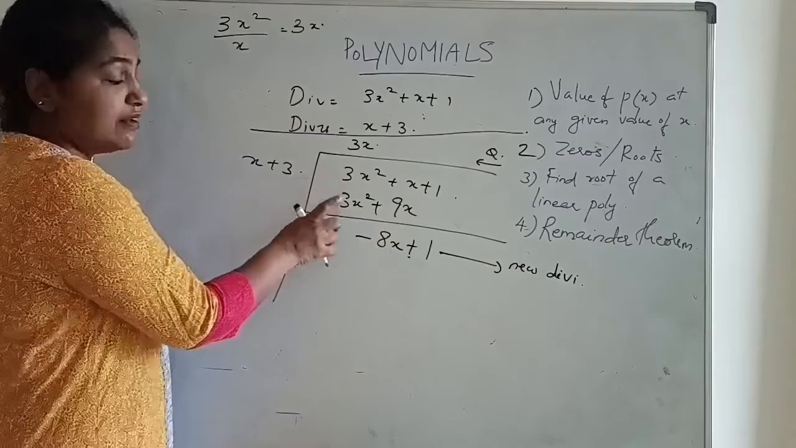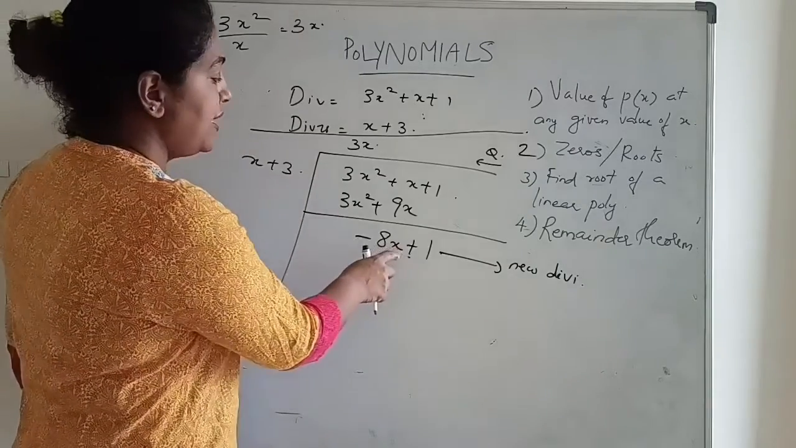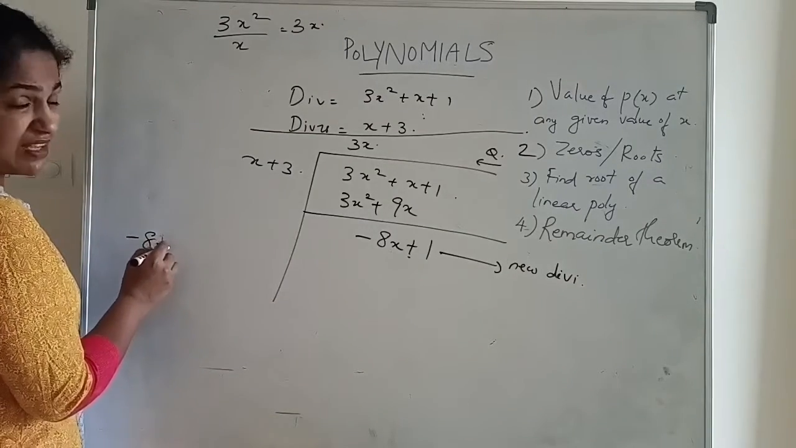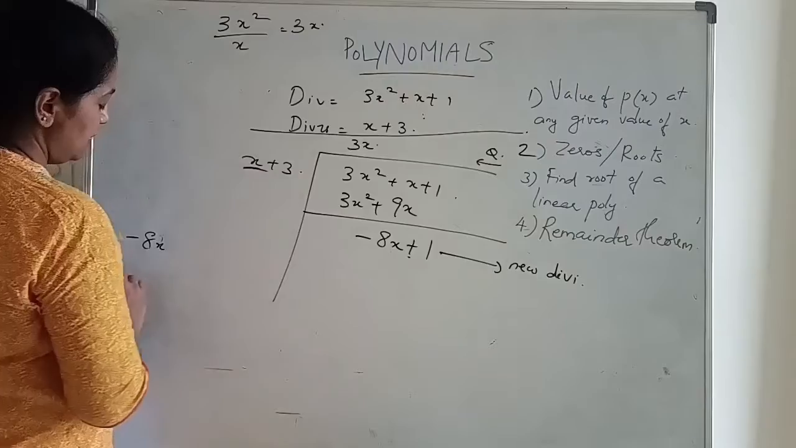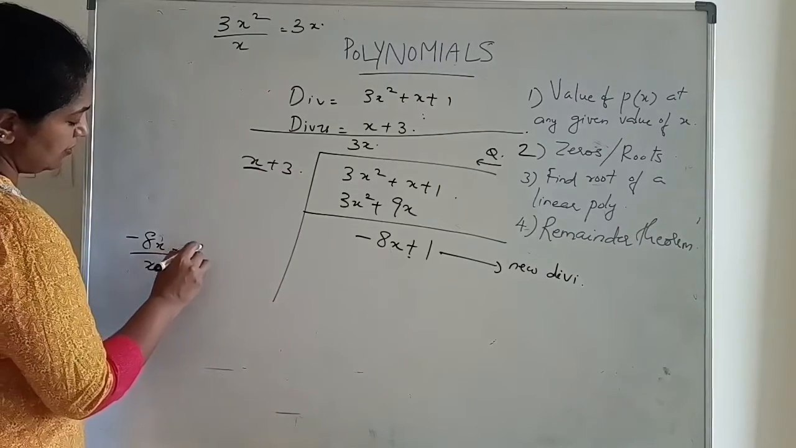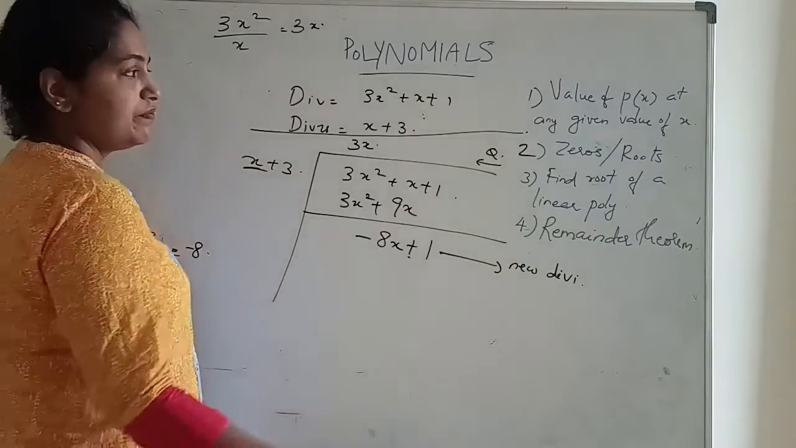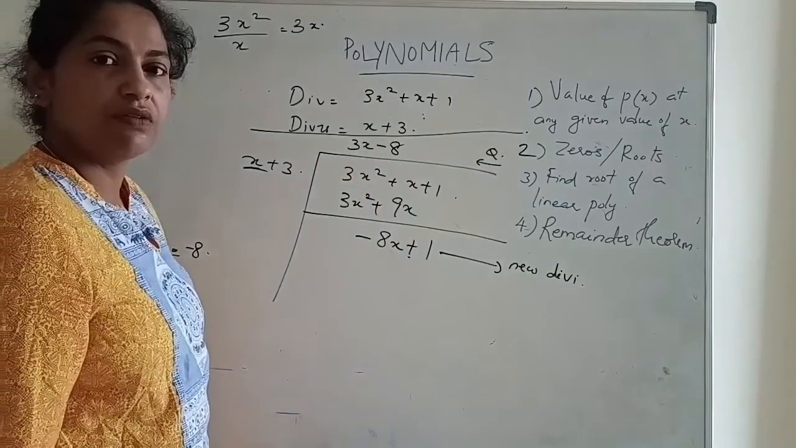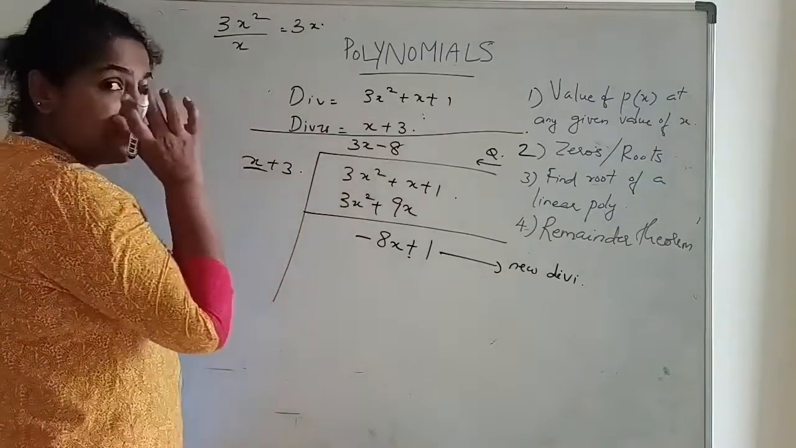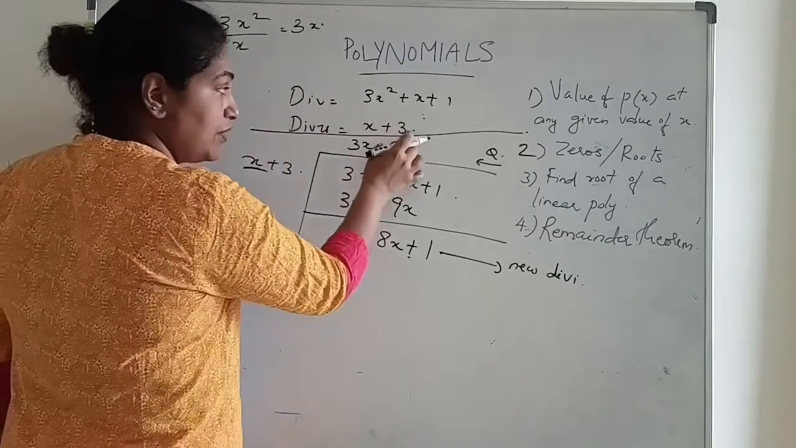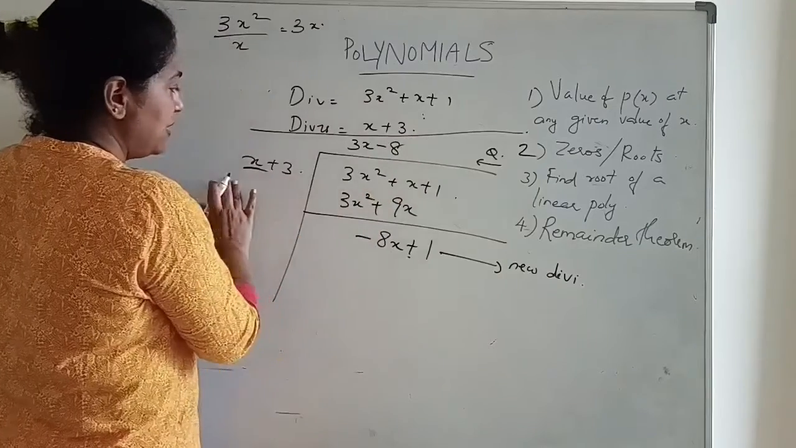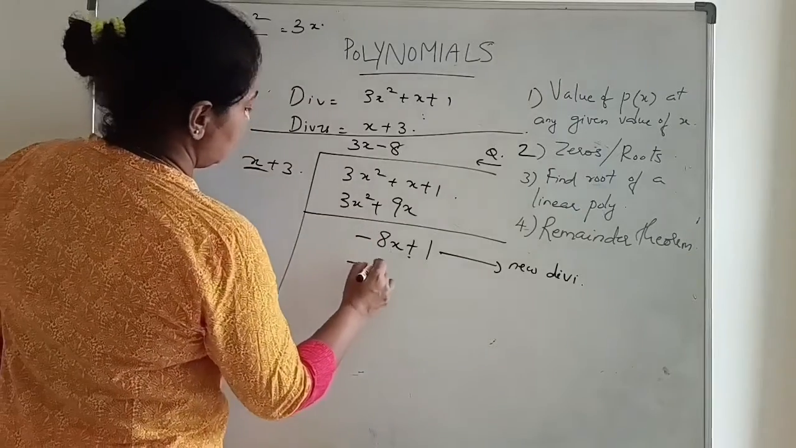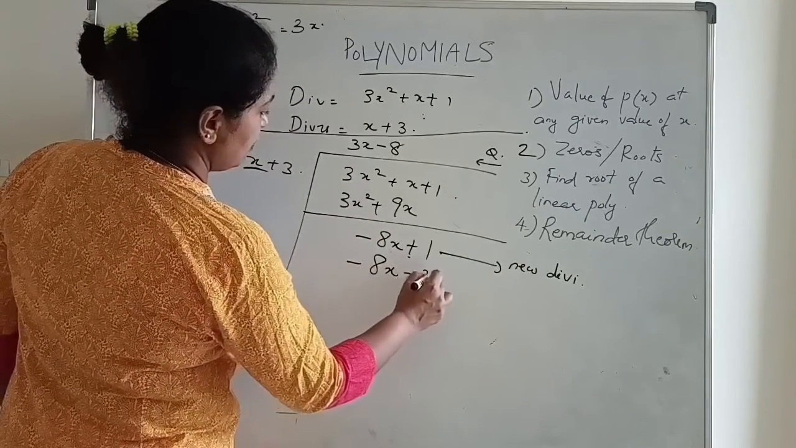This was my original dividend. This is my new dividend now. Identify the first term of the dividend, minus 8x. My divisor is the same. It is not changing anyways. First term of the divisor is x. What do I get? I get a minus 8. I'll put it next to the quotient. Okay. Then I proceed as in the previous step. That particular number that we have identified now, I will multiply with the entire divisor. So minus 8 into x plus 3. I will get minus 8x minus 24.